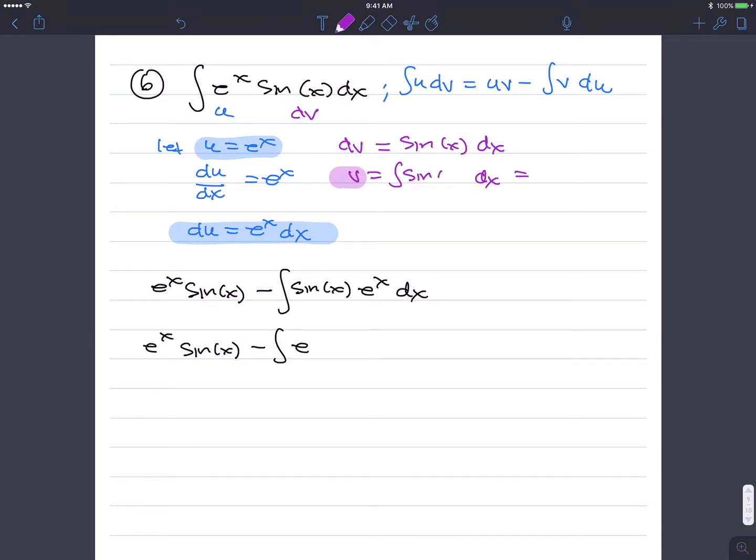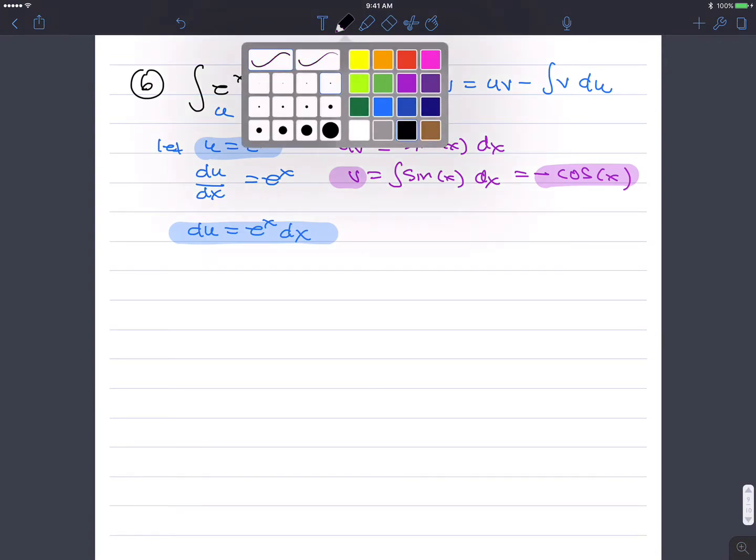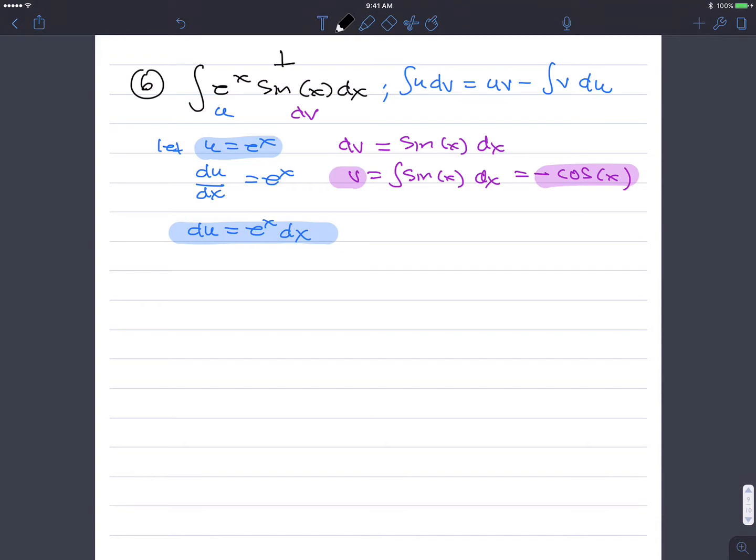This would be the antiderivative of sine. We get minus sine. Ooh, minus cosine. So we're taking the antiderivative of sine. Derivative of cosine is minus sine, so this antiderivative is minus cosine. Okay, that makes sense. So this is my v. Let's go back. Let's erase this. Okay. I'm going to call this integral I, by the way. So let's try this out.